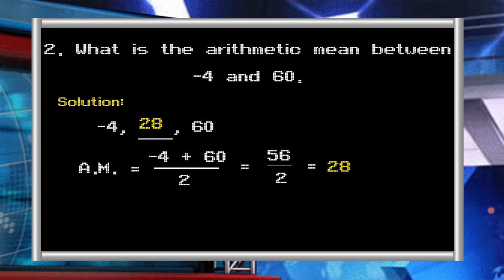And by checking, -4 and 28, what is their common difference? The common difference is 32. Meaning, if we also add 32 to 28, we will get 60.